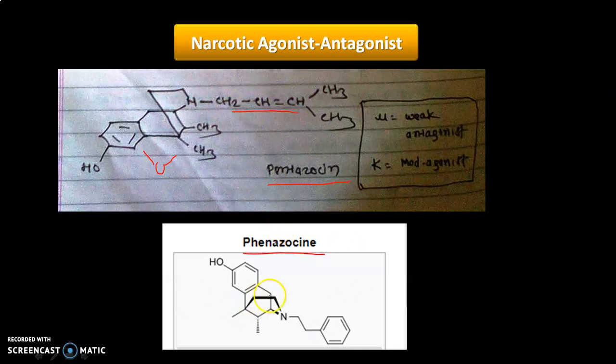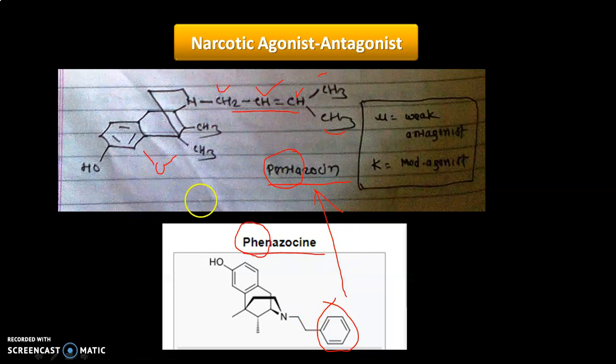On the other hand, in case of phenazocine, the word indicates that phena means it is very similar to pentazocine. And why is the name pentazocine given? Because you'll find that it contains 5 carbons, 1 2 3 4 and 5, 1 2 3 4 and 5. That's why the name pentazocine is given. Now why phenazocine? Because here you'll find a phenyl ring. The structure is very similar to pentazocine, only the difference is that it contains a phenyl ring, and hence it is called phenazocine.